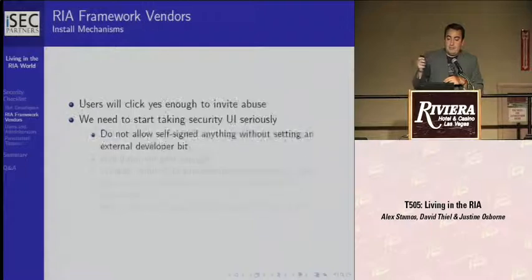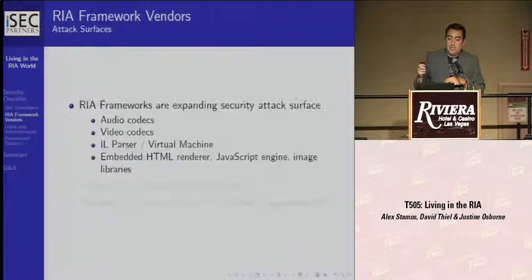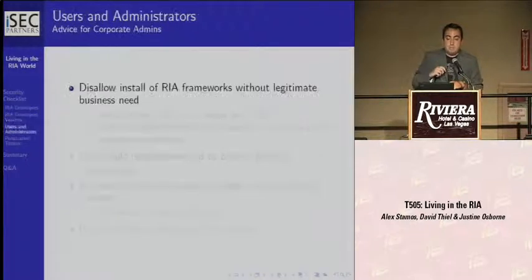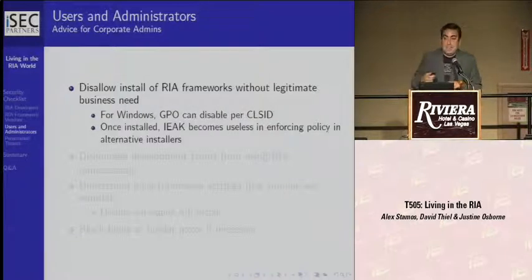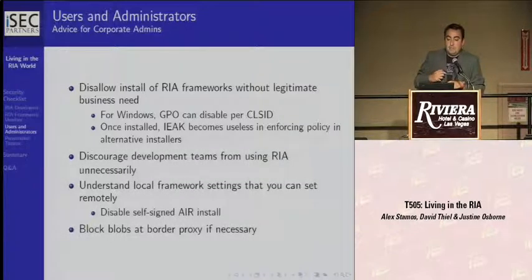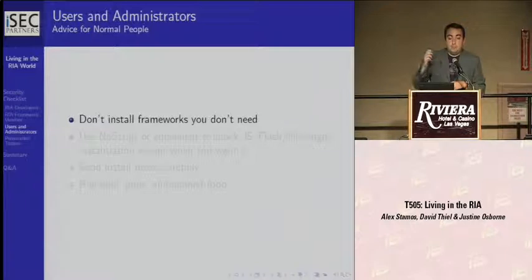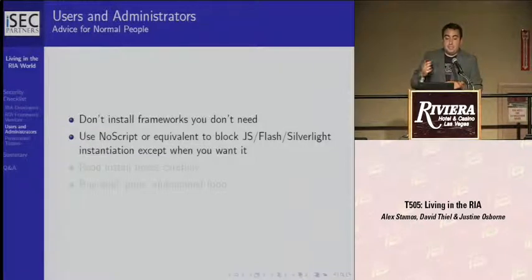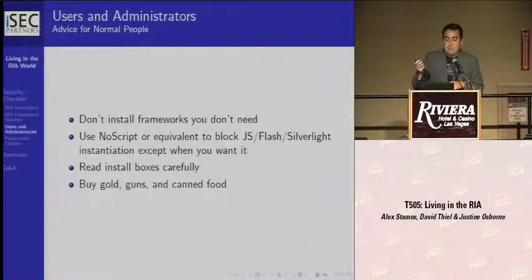If you're a security professional, our recommendations are looking at the attack surface, such as the IL parser to the new virtual machines, embedded HTML rendering. If you're a corporate admin, don't let your users install RIA frameworks. You can use something like group policy objects to do this in IE. Not sure how you do it in Firefox. If you're a normal person, don't install a RIA framework unless you actually need it. Read the install boxes carefully and get ready for the apocalypse.